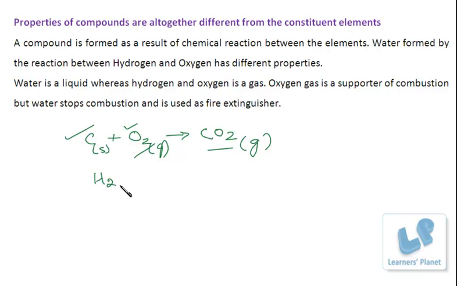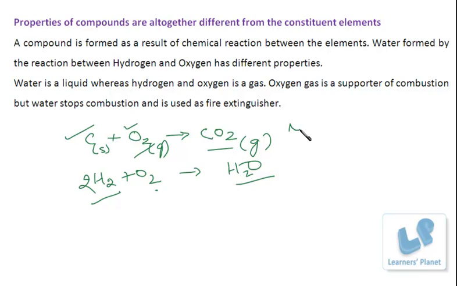Likewise, water. Water is formed by the combination of hydrogen and oxygen. Now, hydrogen is combustible. Oxygen is a supporter of combustion. But water is neither combustible nor a supporter of combustion. So, a compound has properties altogether different from the constituent elements.